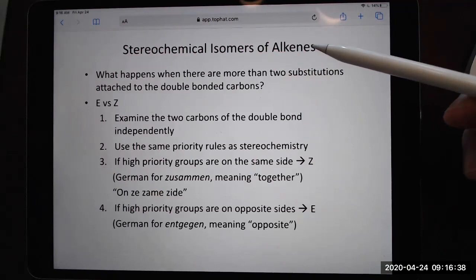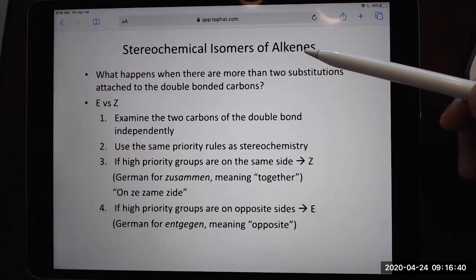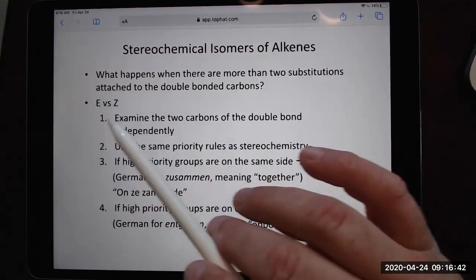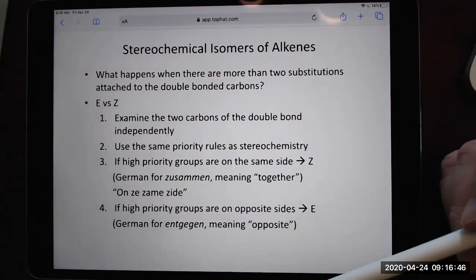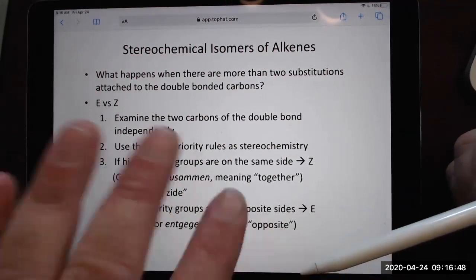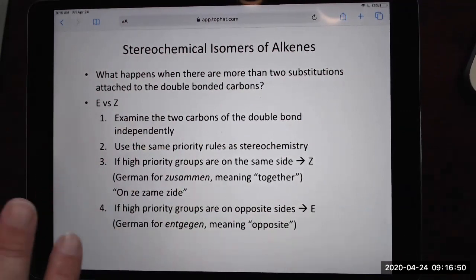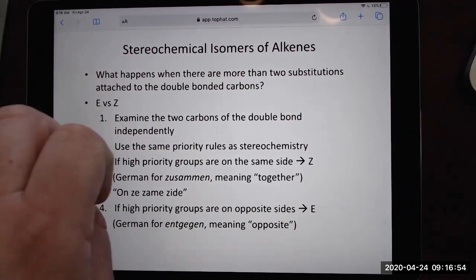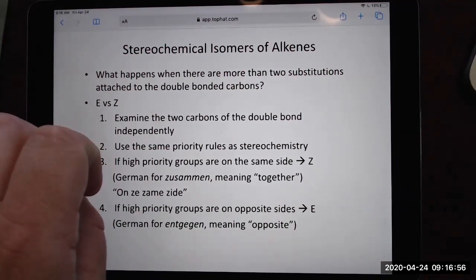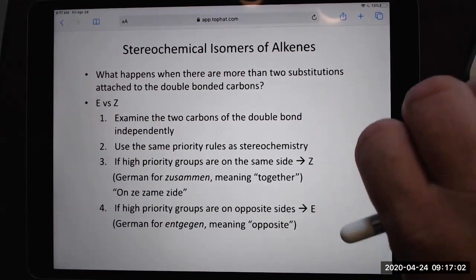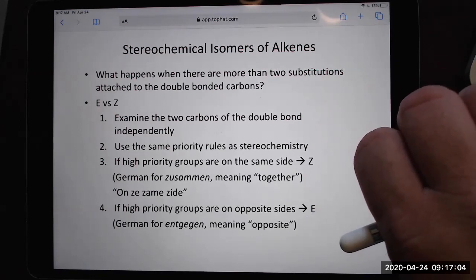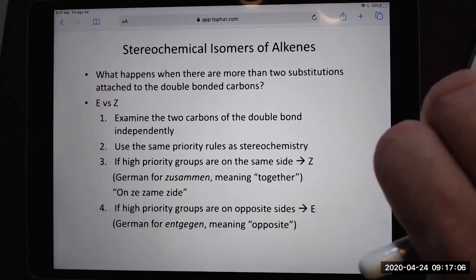So for alkenes, here you can get the E and the Z designation. What we're going to do is slice that double bond, so that we have one carbon on one side, one carbon on the other. Then we look at the two groups hanging off the left carbon and set a priority, a 1 and a 2, or a high and a low. On the other carbon, we do the same thing.